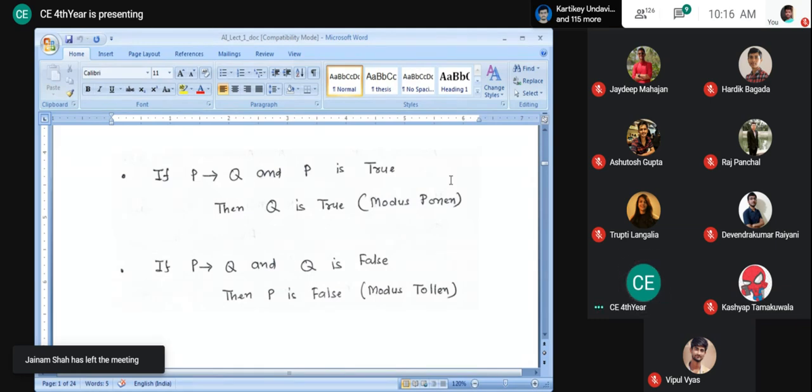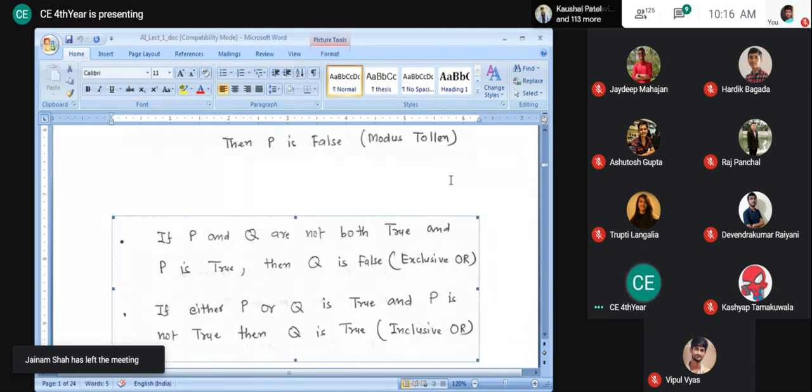Modus tollens rule. Similarly, we move to the next rules. Given P and Q, both of them are not true, and P is true. Because both of them are not true, the only option left is Q is false, and that is exclusive OR. Q is excluded from being true. P and Q both of them are not true, and P is true. Only option for Q is being false, that is exclusive OR.